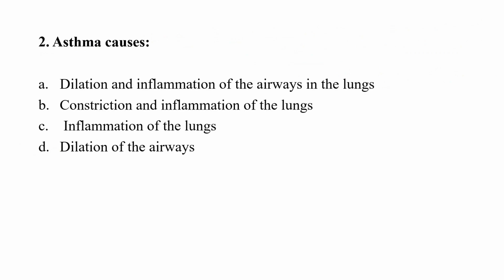Question number 2. Asthma causes option A dilation and inflammation of the airways in the lungs, option B constriction and inflammation of the airways of the lungs, option C inflammation of the lungs, option D dilation of airways. Correct option here is option B, which is constriction and inflammation of airways of the lungs. Constriction also means narrowing of airways.